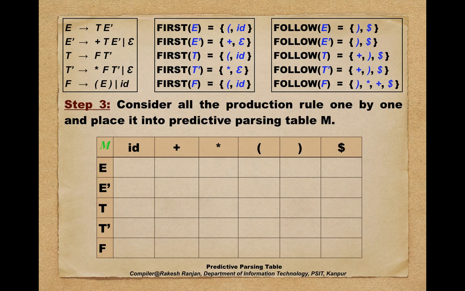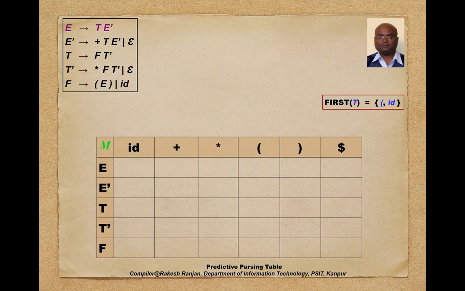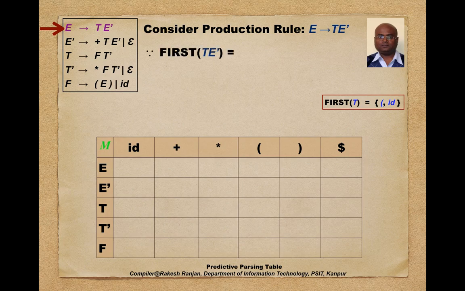In step 3 we need to consider each and every production rule of the given grammar, and decide where these production rules should be placed in the predictive parsing table. In the next step we will consider the first production rule, E arrow TE dash. The production rule consists of two parts, left side and right side. We will consider the right side and find the first of the right side. The first of TE dash is equivalent to first of T, which is parenthesis open and id.